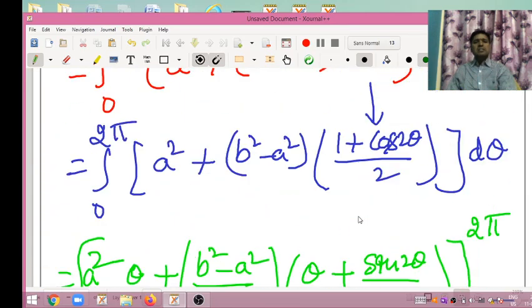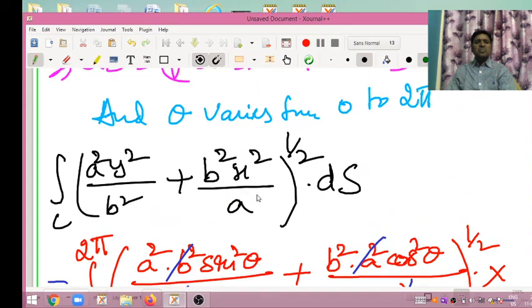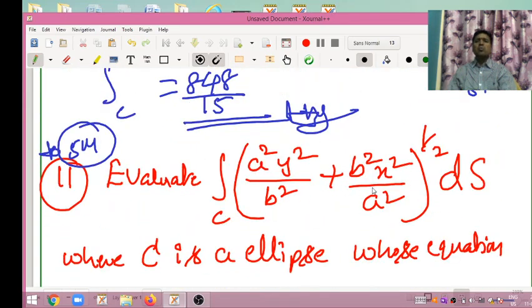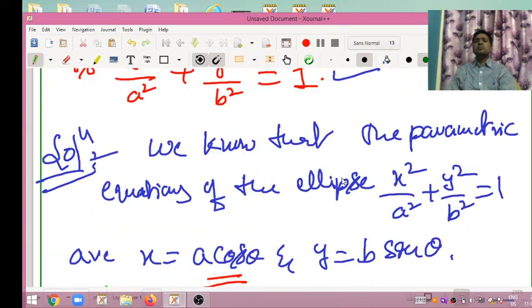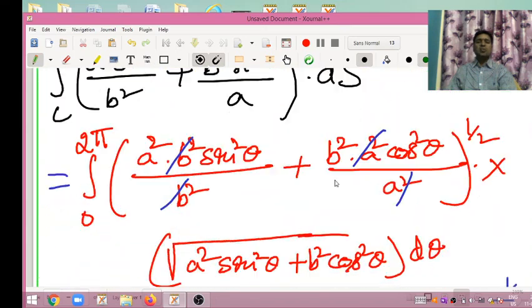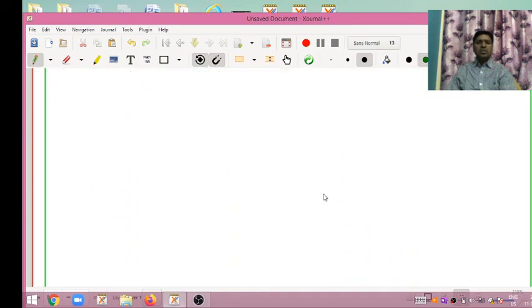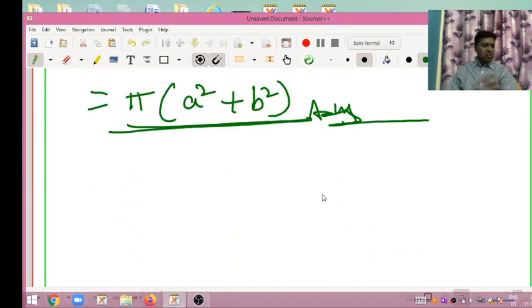See here, what is given? This is a very beautiful value: pi into a square plus b square will come. I will move on to the next question, which is very important and beautiful.